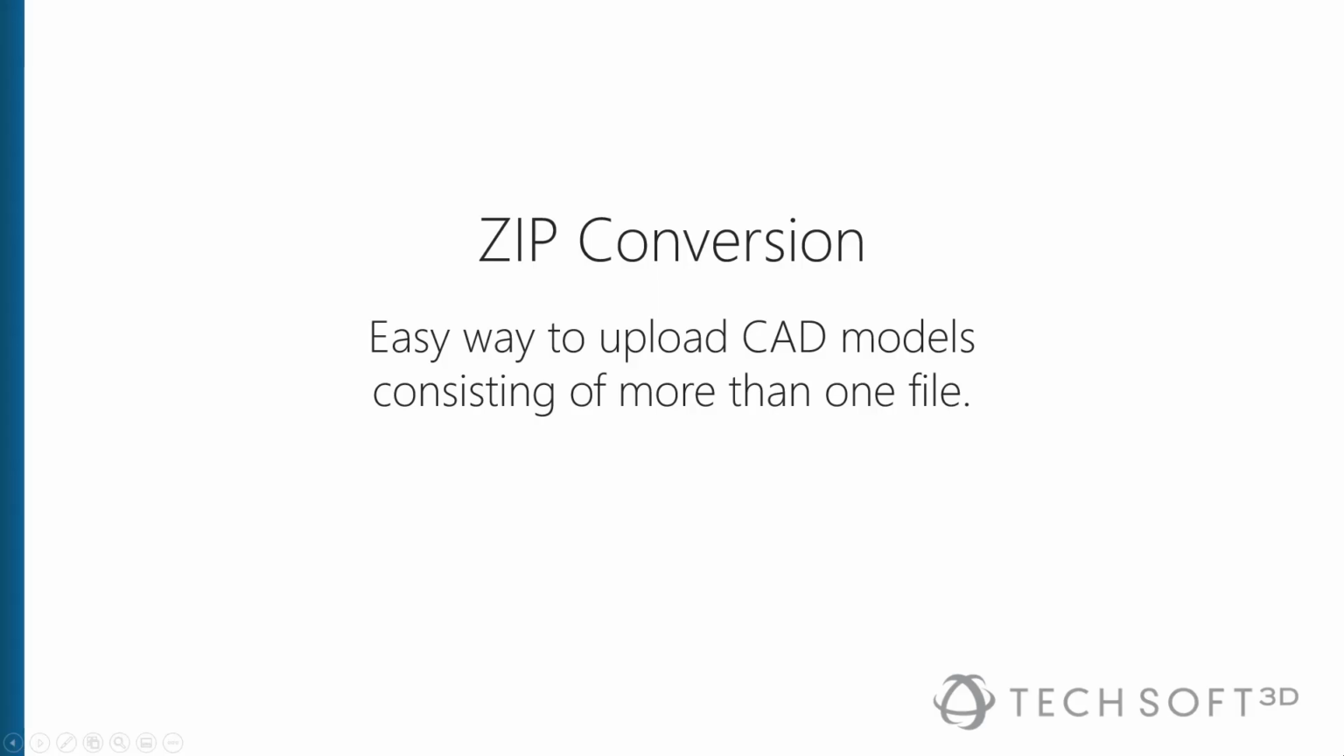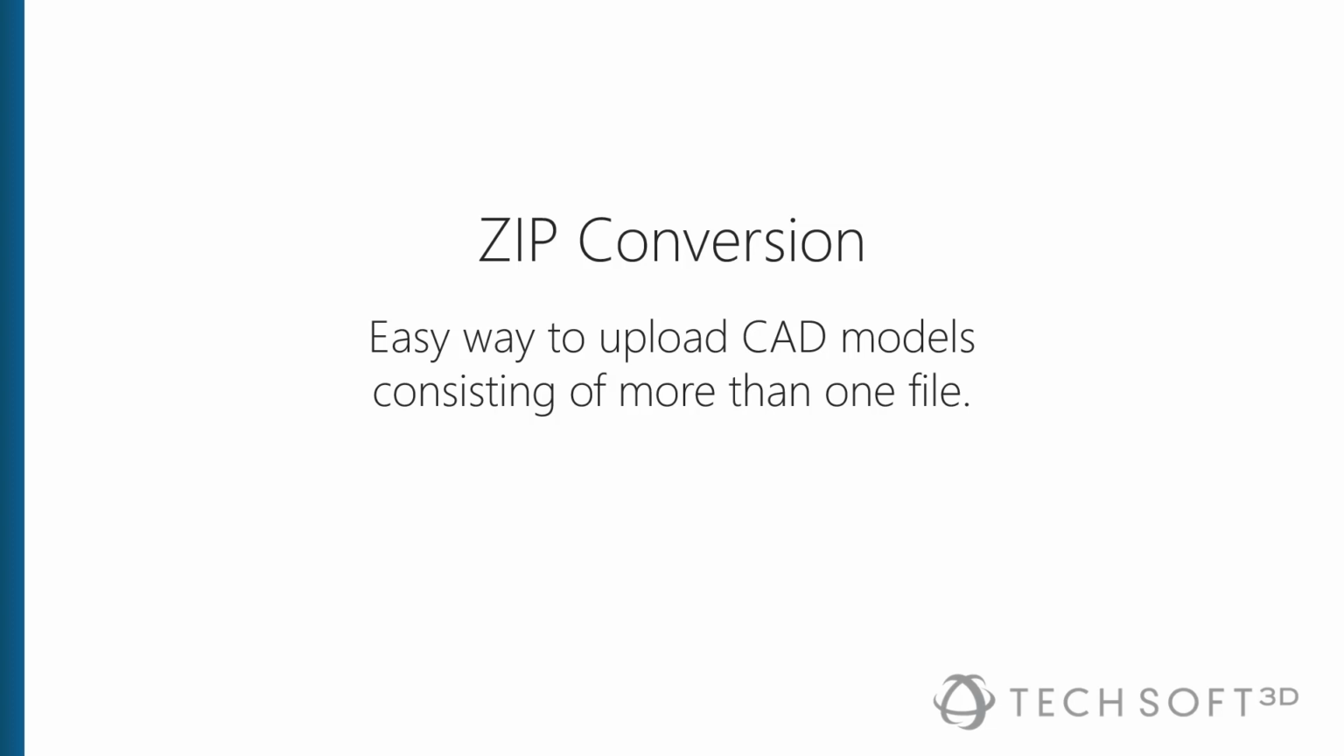So let's move on to zip conversion. And the motivation for that, just to recap, is very simple. Sometimes CAD files consist of more than one file. That could be a complex CAD assembly, like a CATIA model, for example, but could also be a GLTF file, which oftentimes has a binary file and then some additional texture folders.